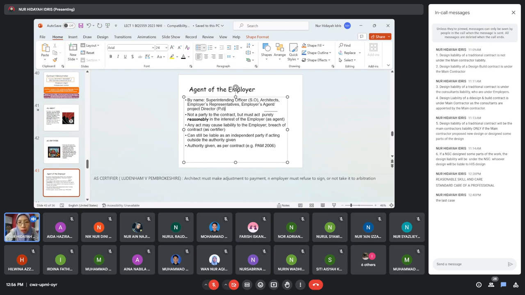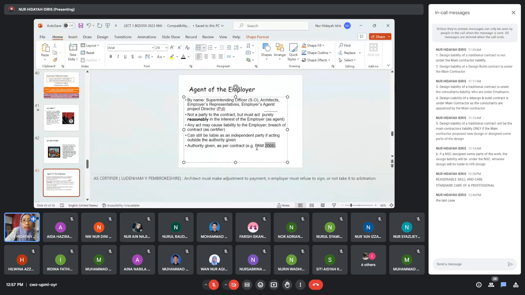So not a party to the contract but must act purely reasonable in the interest of the employer as agent. So dia bukan party in the contract. Yang berkontrak adalah employer as well as contractor. Tapi dia act on behalf of the employer. So must act purely reasonable. Okay, sebab dia actually acting on behalf of the employer. Any act may cause liability to the employer, breach of contract as certifier, and can still be liable as an independent party if acting outside of the authority given. So authority given sebagai employer's agent, selain daripada itu, dia perlulah act professionally.